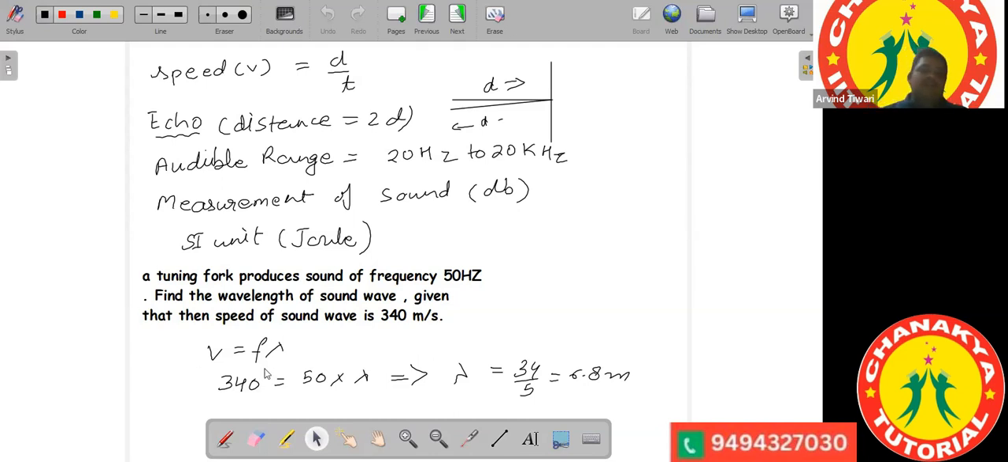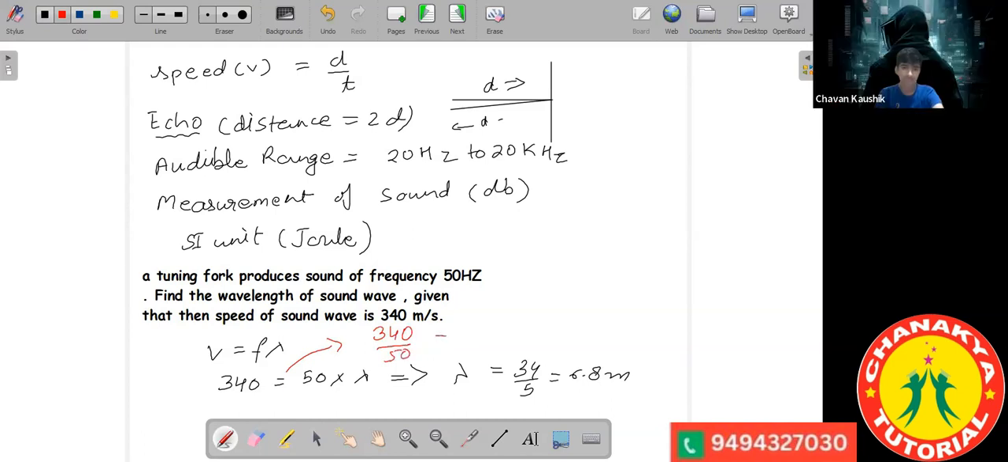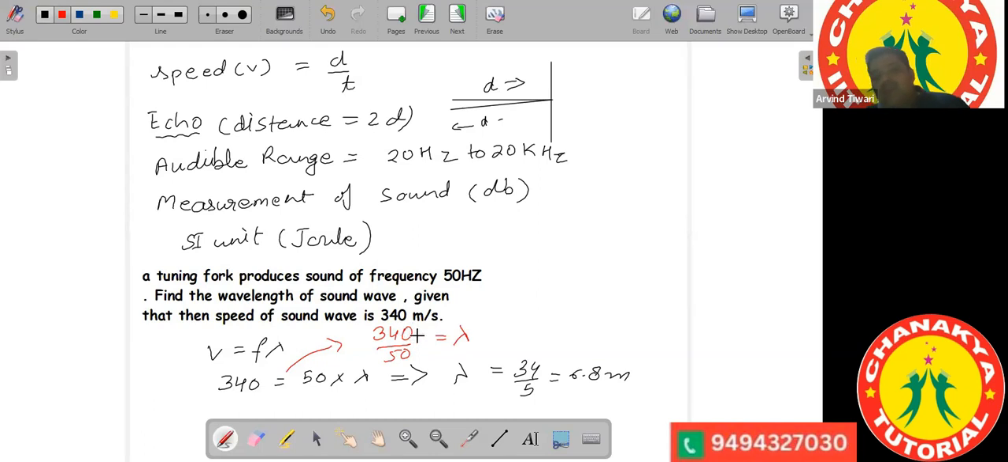It's like this. From here, if you have not understood, you can look here. If you transpose, you get 340 divided by 50. Yeah, it's the same thing. If you divide numerator and denominator by 10, you will have 34 over 5, right? And you can convert that 34 over 5 to decimal, which will be 6.8 meters.